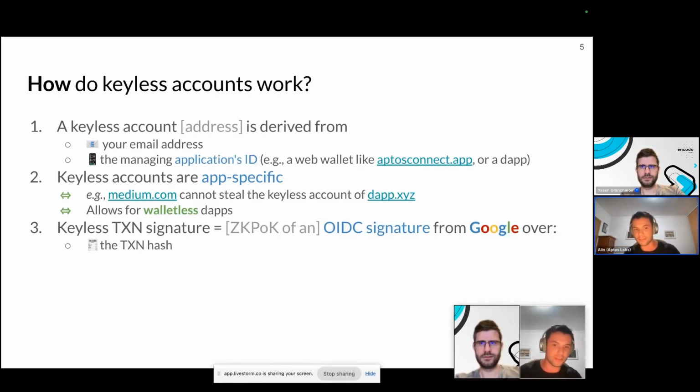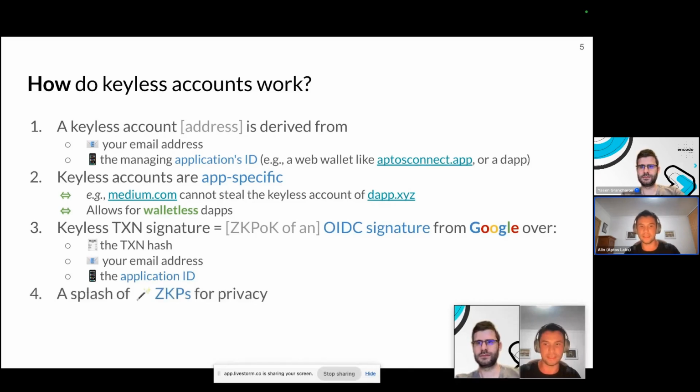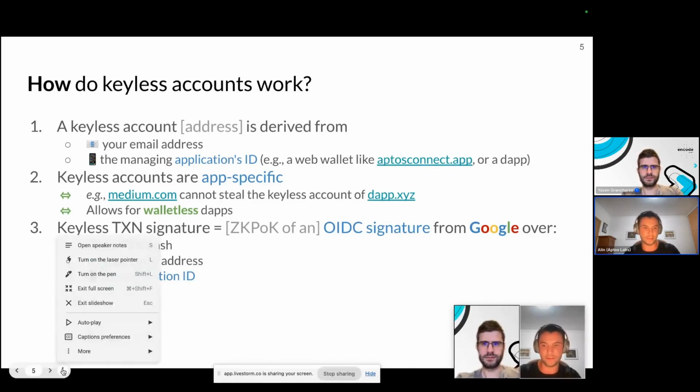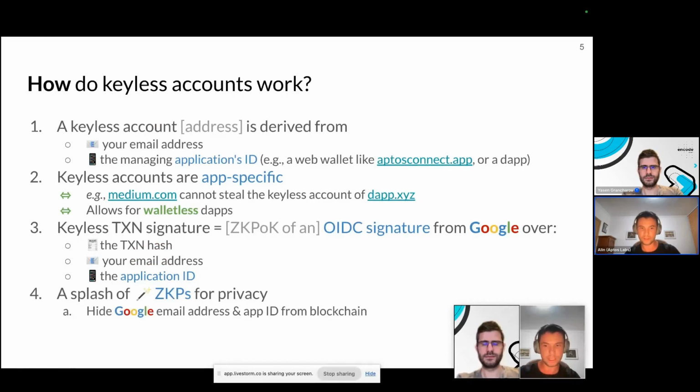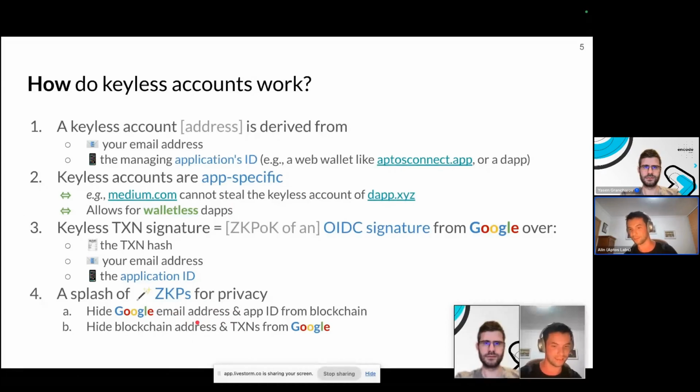And in particular, what Google signs over is a couple of things: the transaction hash, your email address, and the application ID, right? And this way, the blockchain can verify that this email address and this application ID is what your blockchain address is derived from, and Google has signed over it and the transaction hash, and can authorize the transaction. And of course, lastly, we need a splash of zero knowledge for privacy. So we need to hide your Google email address and the application ID from the blockchain, but we also want to hide the blockchain address and your transaction activity from Google. It's kind of two ways, right? And this is at a really high level how keyless accounts work.